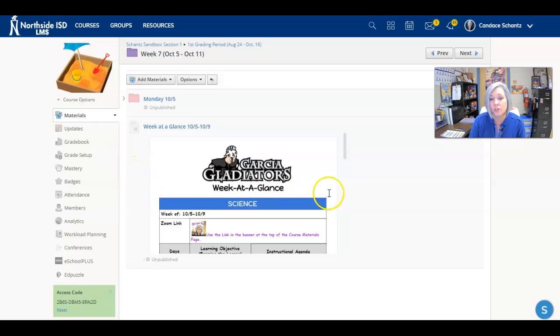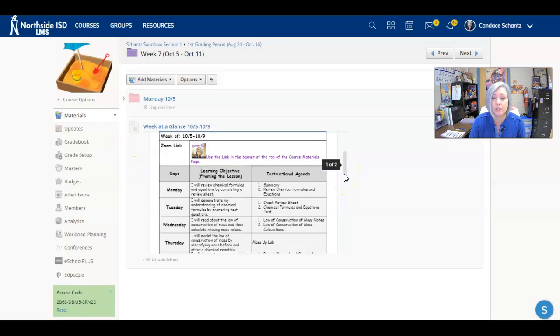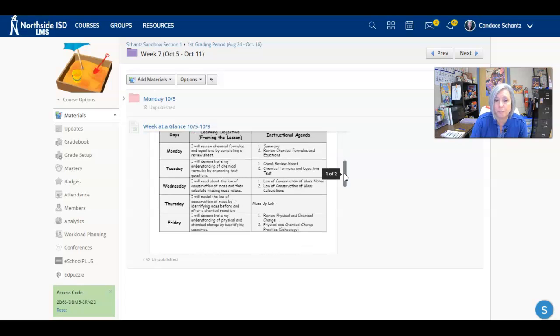So let's look at what we're going to do this week. If we look at our week at a glance, today I want to do a quick review over the periodic table. After looking over last week's test, I wanted to see how we did on the periodic table, and there seems to be some confusion over groups and periods, so we're going to review that today. After that, you have a summary review over chemical formulas and equations, because we have our test tomorrow. So tomorrow we're going to check the review sheet, and then you'll take your test.